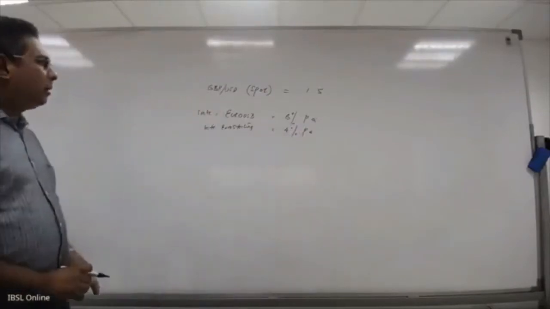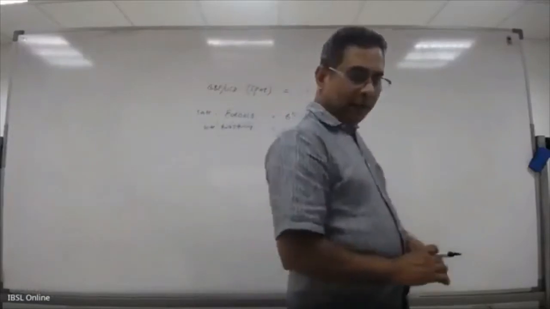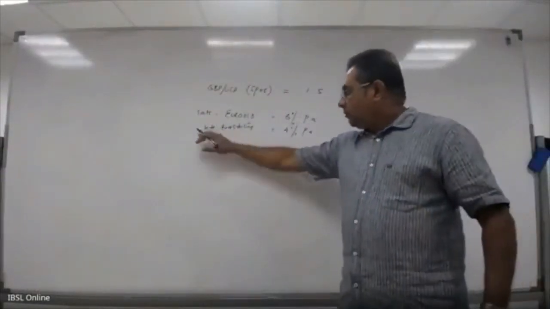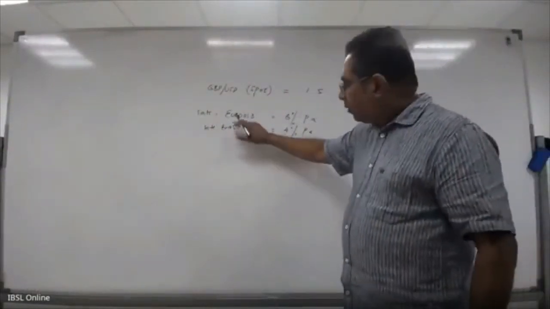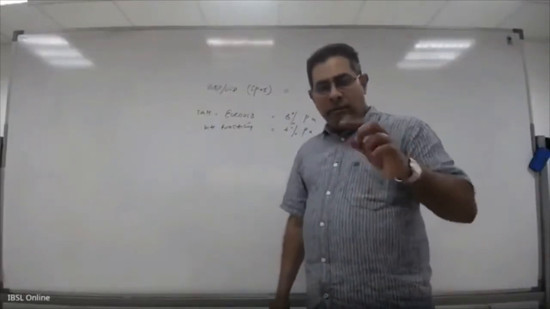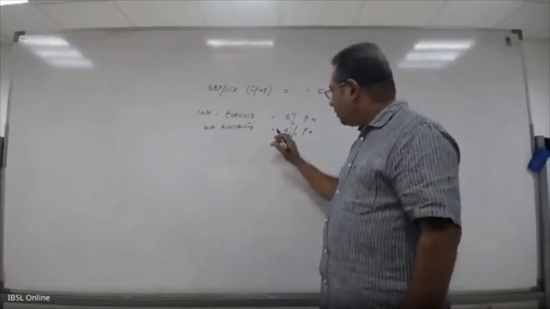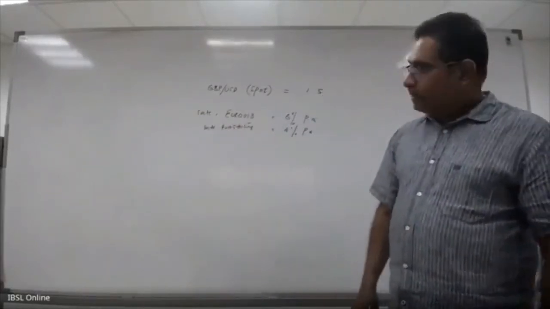Right. Rate of interest, euro dollar is 6%. Rate of interest for euro sterling. Don't get confused by the euro dollar and euro sterling that I've stated. I've given it the way a textbook normally says. Euro sterling is 4% per annum.